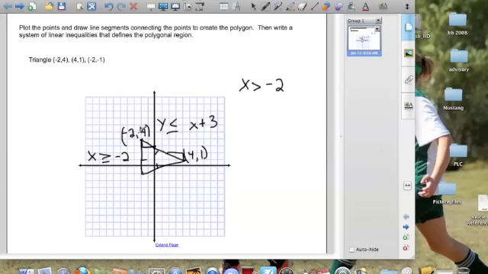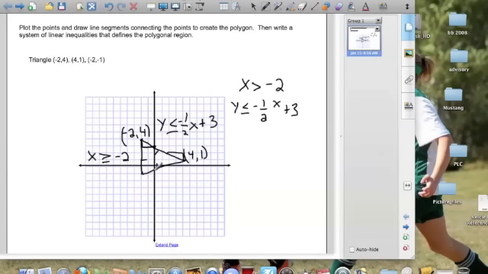Now if you wanted to double check it, you could use the slope formula, m is equal to y2 minus y1 over x2 minus x1, to find out the slope exactly. So in this case our slope here is going to be -1/2, because that's a negative slope. So the second line that I have there is y is less than or equal to -1/2 x plus 3.